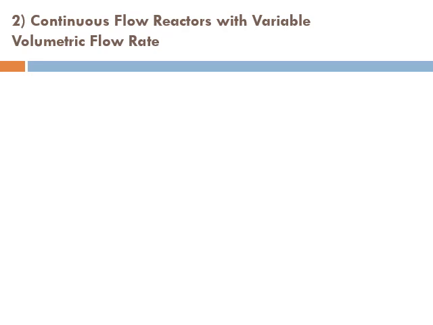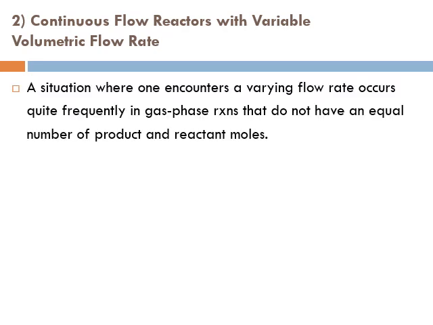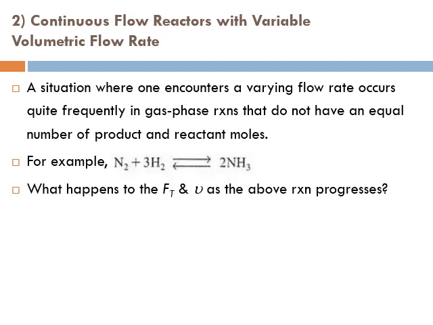Okay, let's go to continuous flow reactors with variable volumetric flow rate. A situation where one encounters a varying flow rate occurs quite frequently in gas phase reactions that do not have an equal number of product and reactant moles. For example, let's look at this reaction where we're producing ammonia from nitrogen and hydrogen.